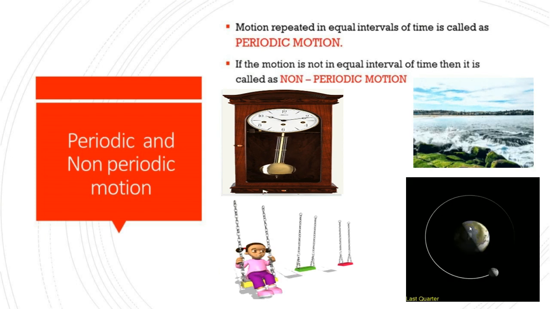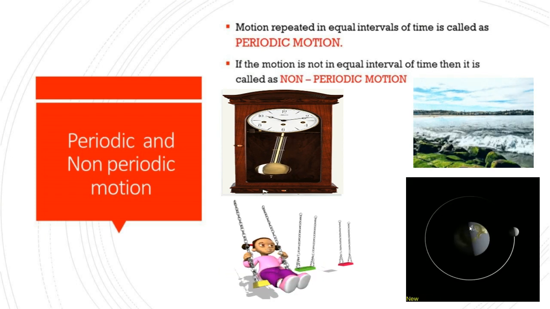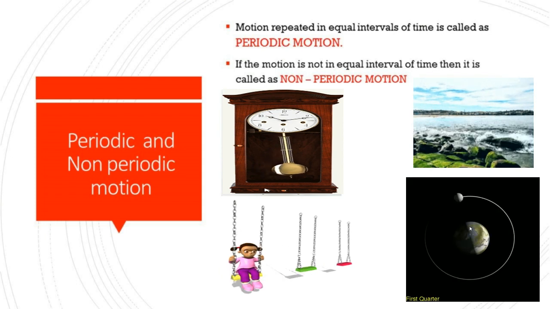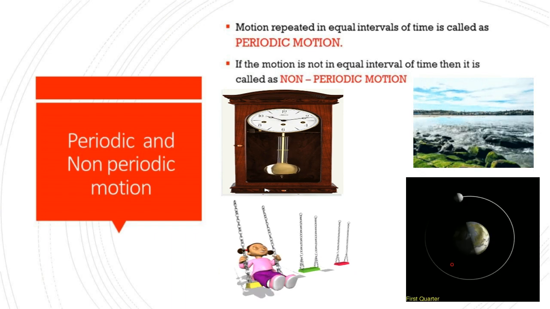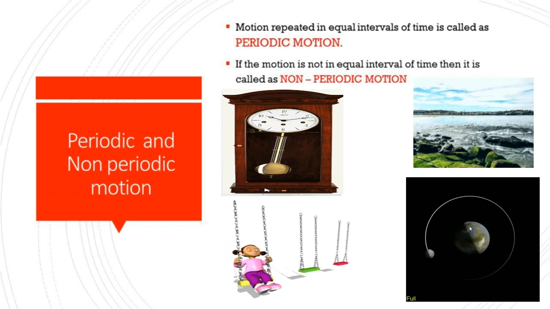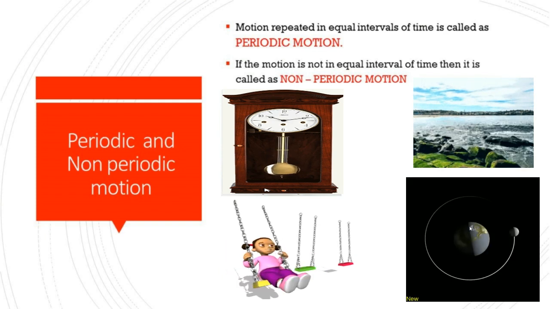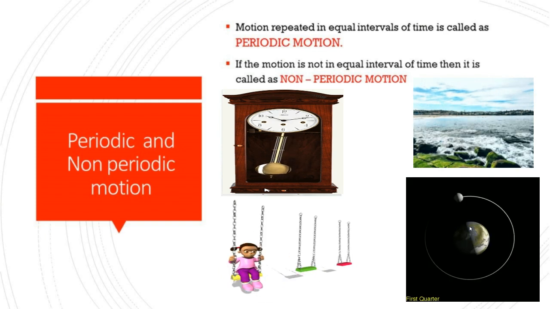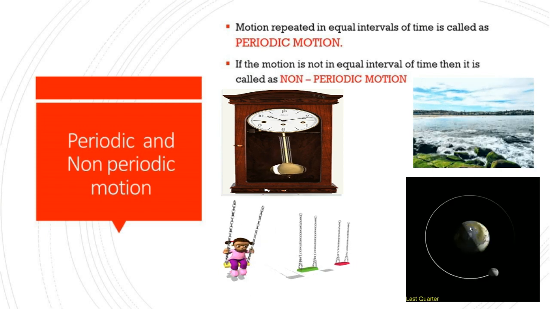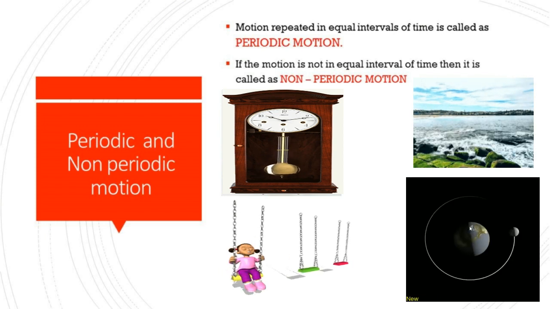Do you notice that all oscillatory motions are periodic? But not all periodic motions are oscillatory. Example, the revolution of the moon around the earth is periodic but not oscillatory. However, children playing on a swing is both periodic and oscillatory.